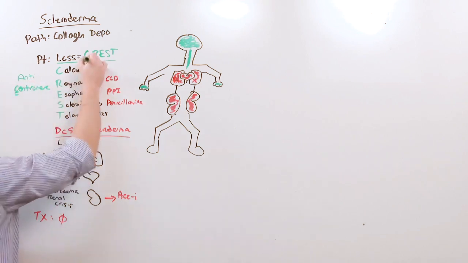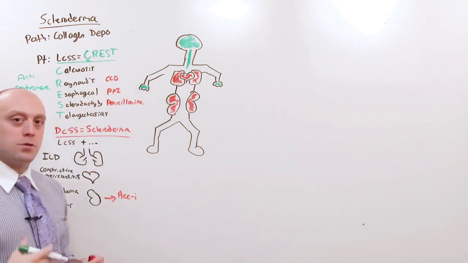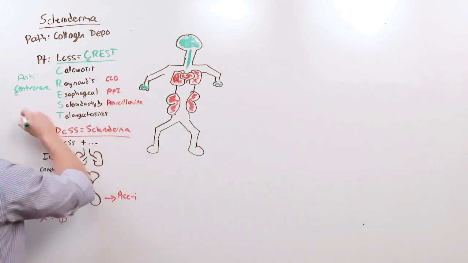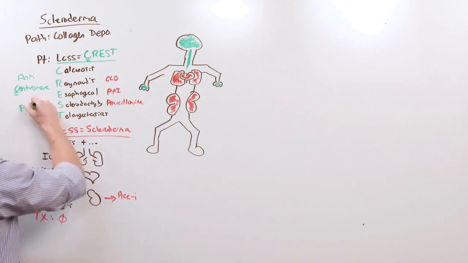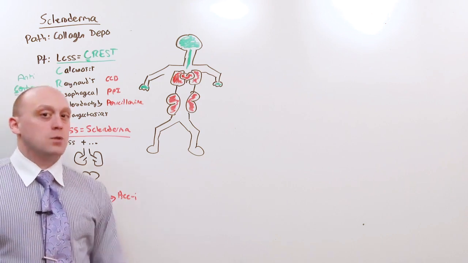There's a C in centromere, there's a C in CREST. That's how I remember anti-centromere for the CREST syndrome. And CREST can cause pulmonary artery hypertension. It just causes pulmonary artery hypertension without any damage to the lungs.